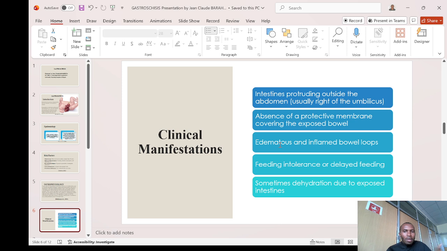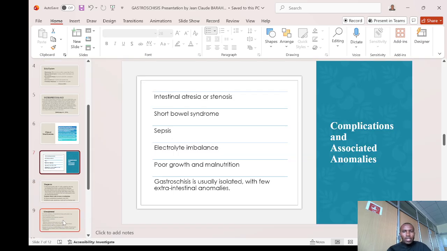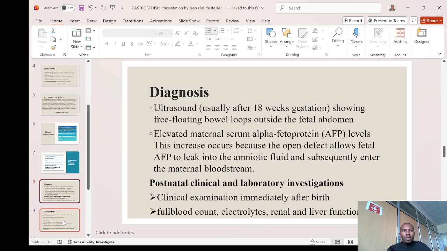The bowel will be edematous and inflamed, with feeding intolerance, sometimes dehydration due to exposed intestines. So these are among the manifestations. There are also some complications associated with that anomaly: intestinal atresia, short bowel, sepsis, electrolyte imbalance, and poor growth and nutrition. All of these are complications.